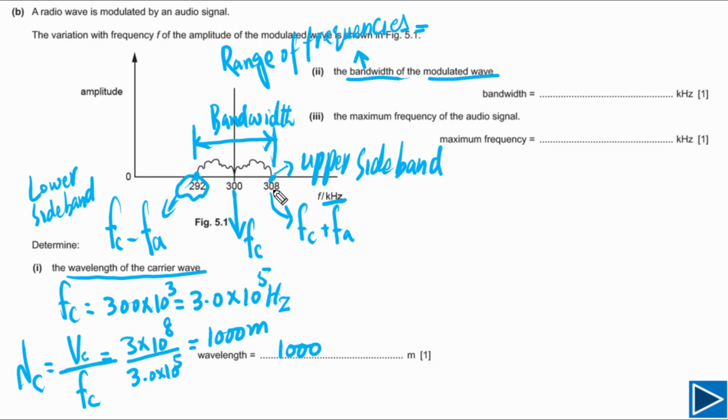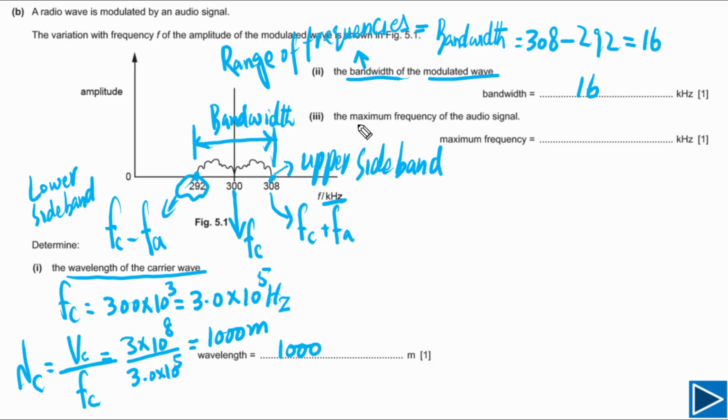In this case we have 308, so we can write down 308 minus 292 kilohertz, and that is equal to 16 kilohertz. So this is the bandwidth. This is how you need to find the bandwidth. A very common question from this chapter.